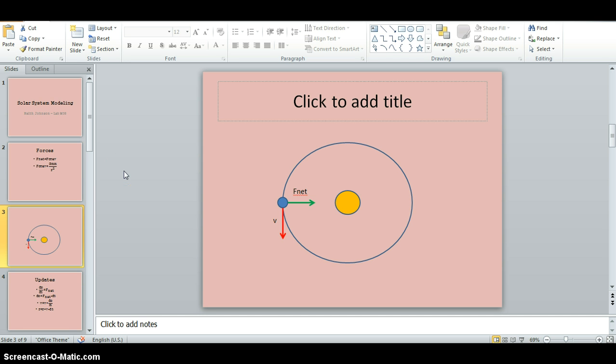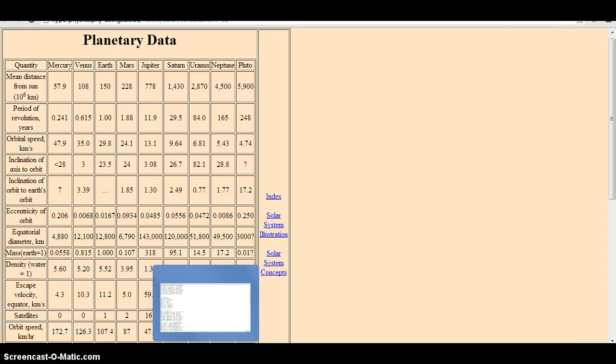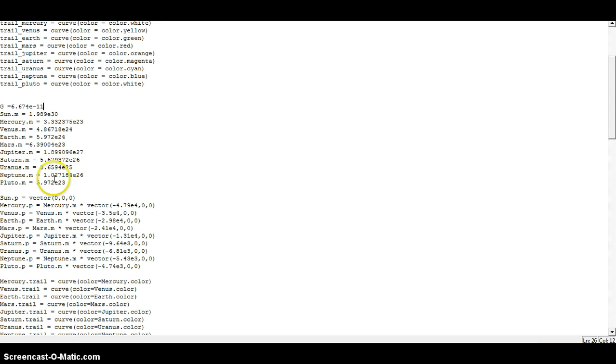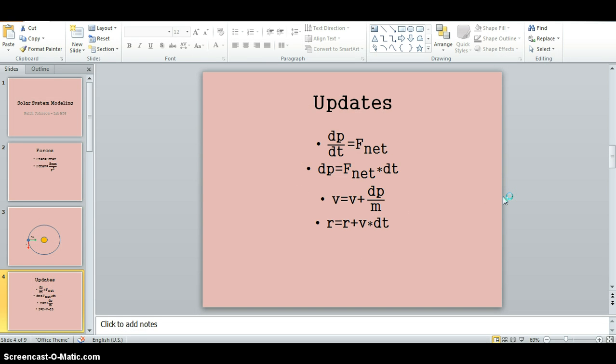To simplify things in this lab, I assumed that all the planets had circular orbits. Using the data given to us on T-Square, we know the masses and the mean distances from the sun of all the planets. We plug this data into Python and then use it to update.